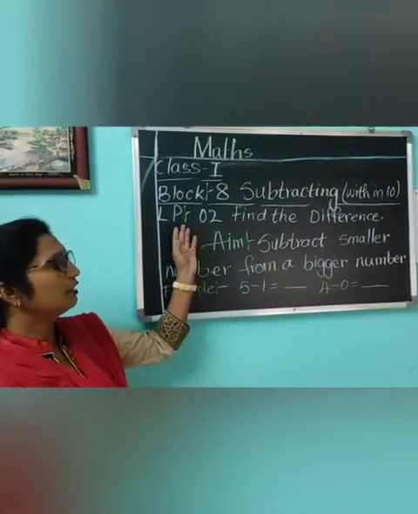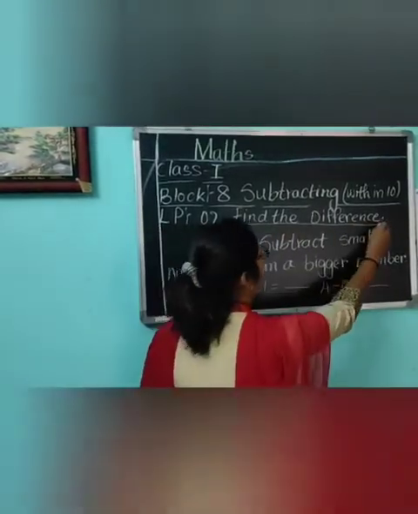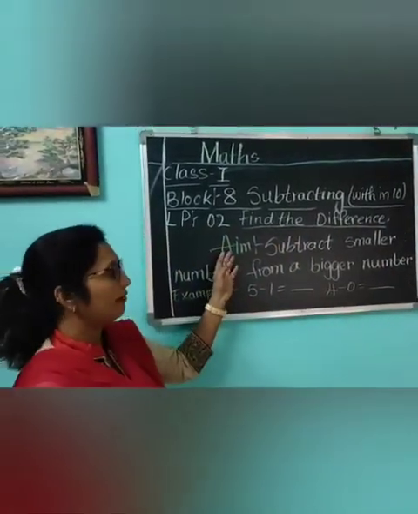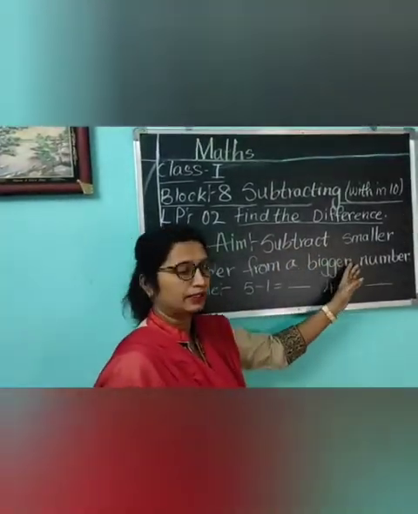Last class we learned lesson number 1. Today we learn lesson number 2. Find the differences. Our aim is to subtract a smaller number from a bigger number.